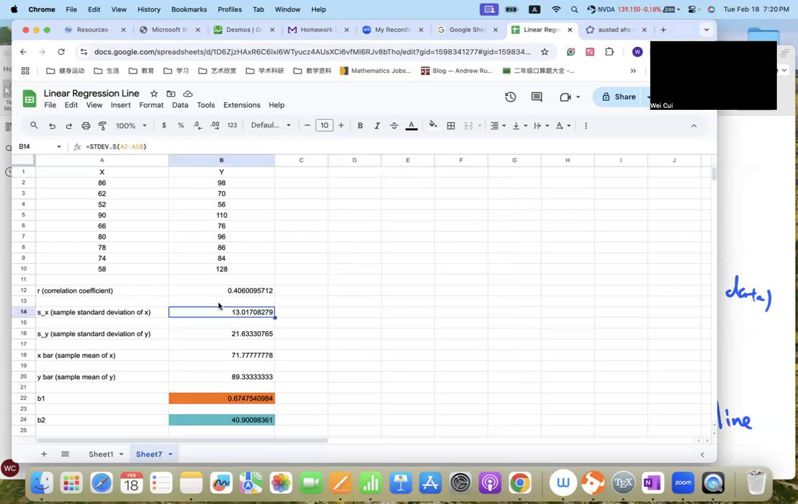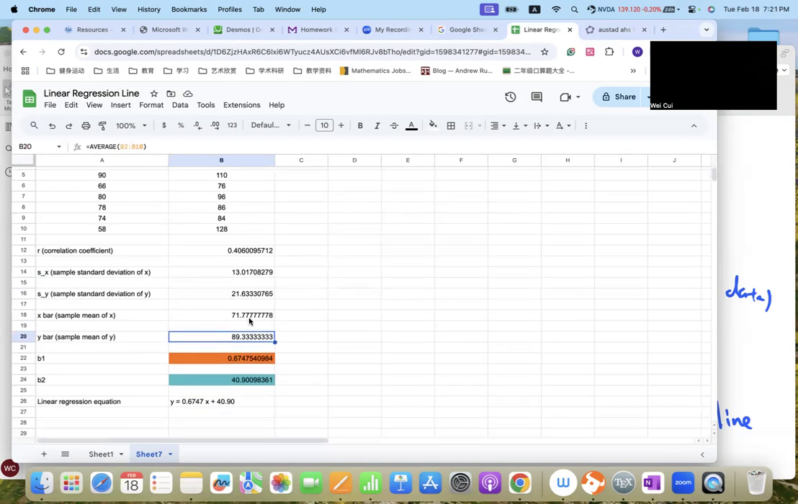And the second thing you want to be careful about is that there are two standard deviations. One is of X. When I find this one, I'm using the data of X, from A2 to A10. And when I'm looking for the standard deviation of Y, I'm using the data from B2 to B10. And same thing for the mean. So make sure you use the right data. For Y, I'm using this data. After I found these values, I can find B1.